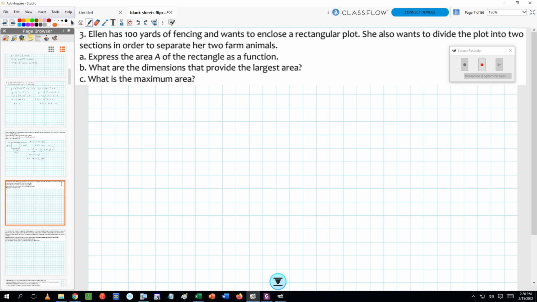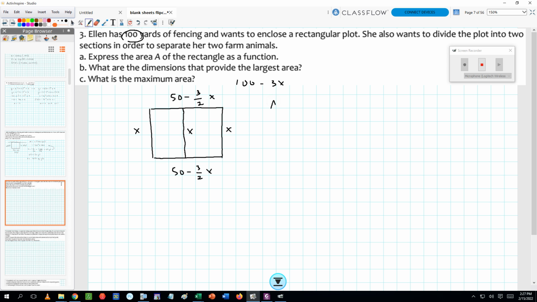Ellen has 100 yards of fencing and wants to enclose a rectangular plot. In addition, she also wants to divide the plot into sections. She's got a couple of animals she wants to separate. So I'm going to use X the most here, here, and here. Started off with 100. After I use all those x's, I'm down to 100 minus 3x. I'm going to put half of it up top, which will be 50 minus 3 over 2 x, and half of it on the bottom.